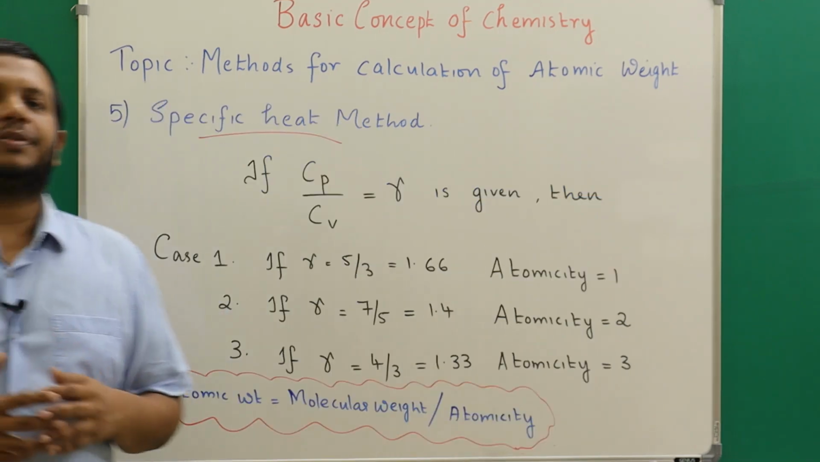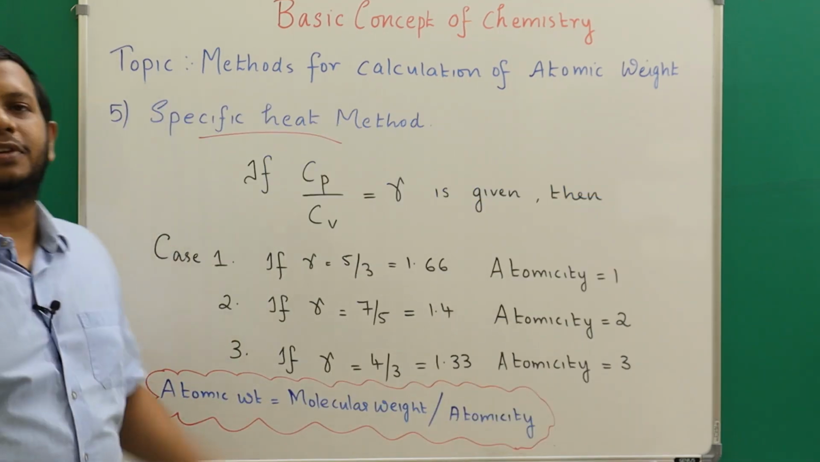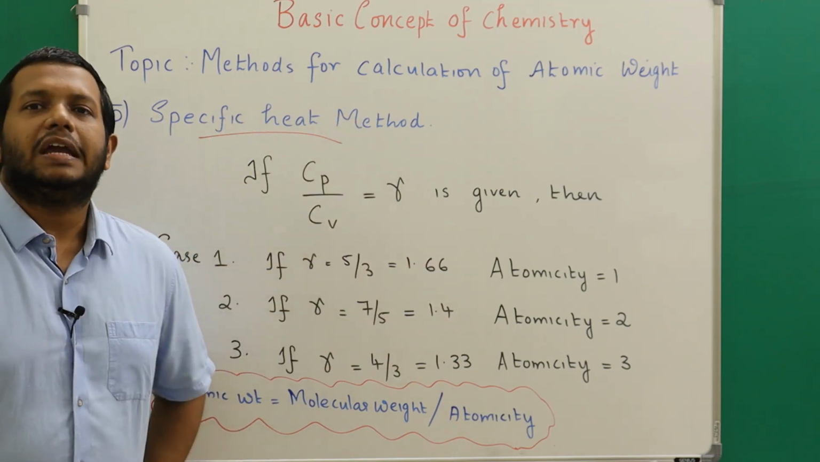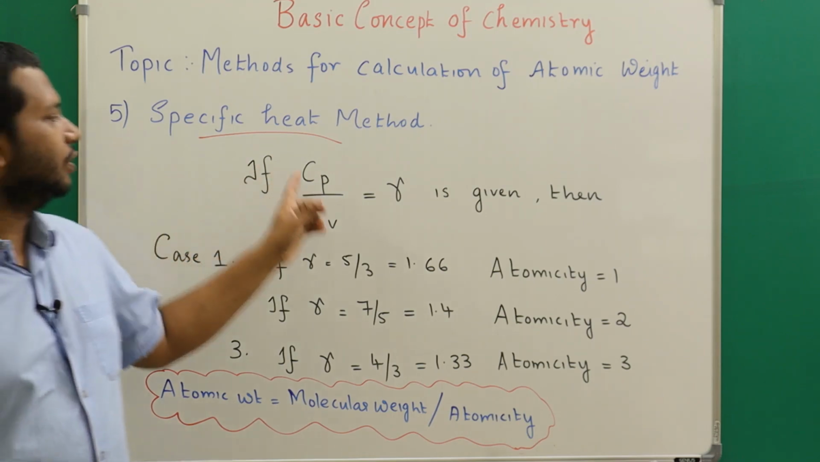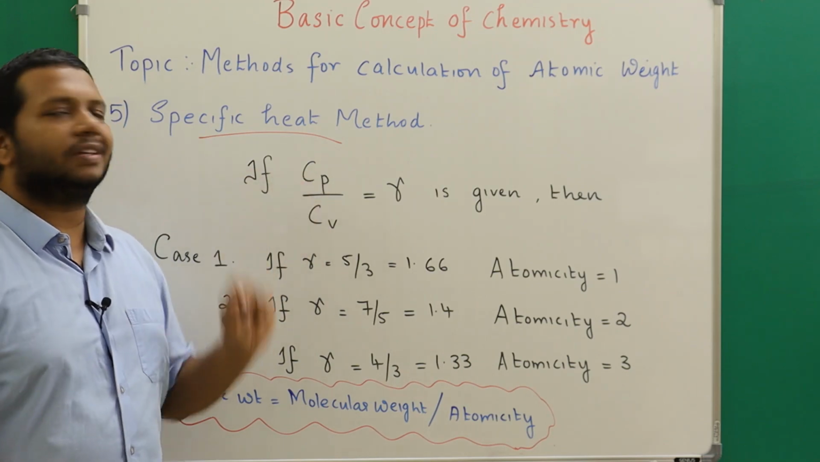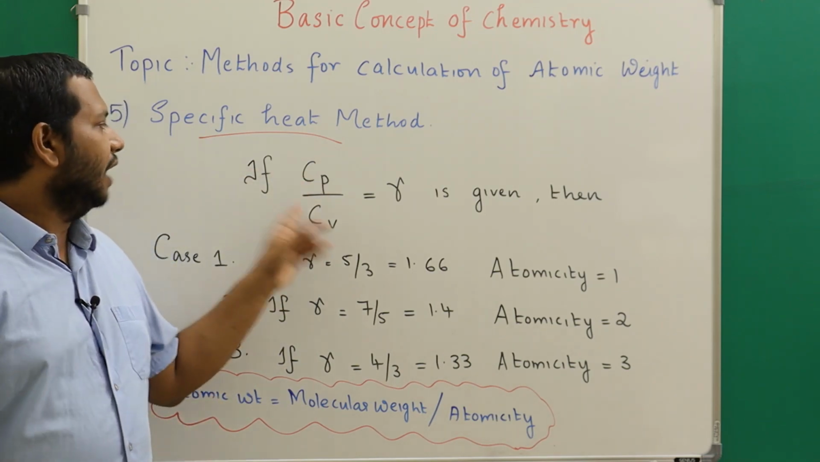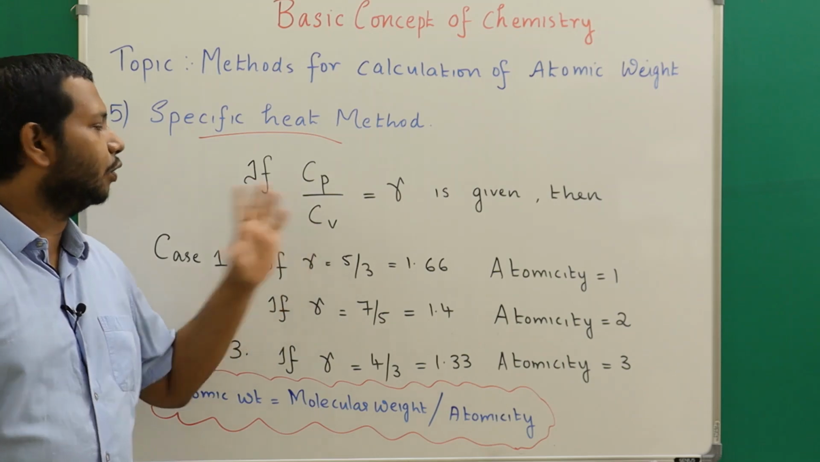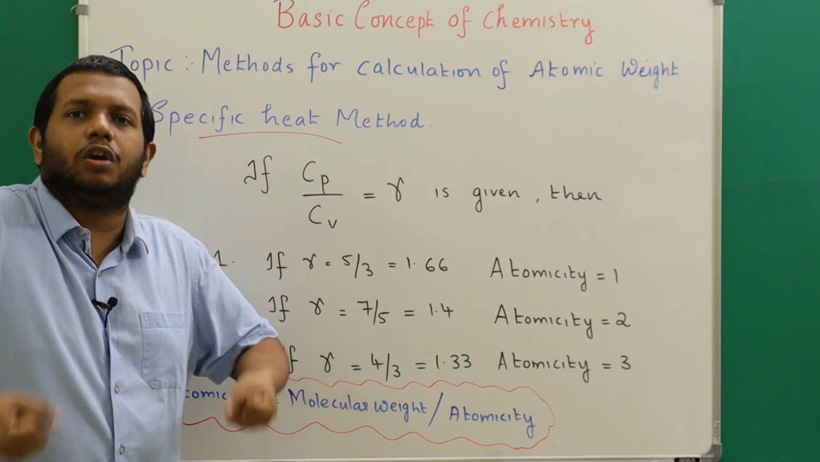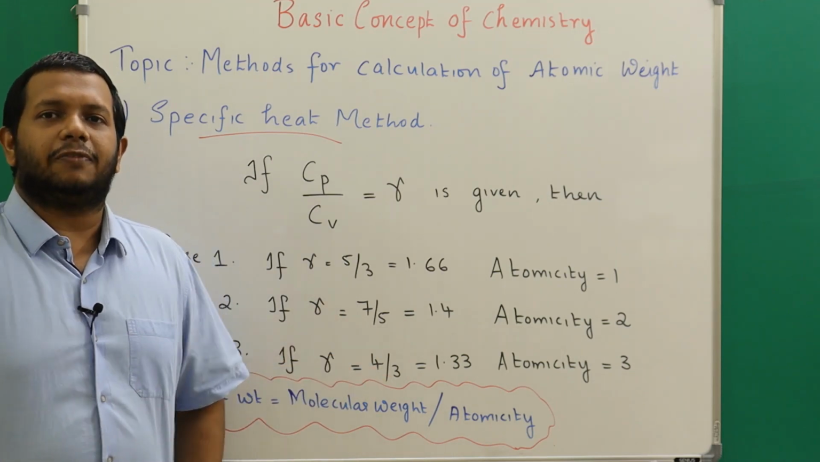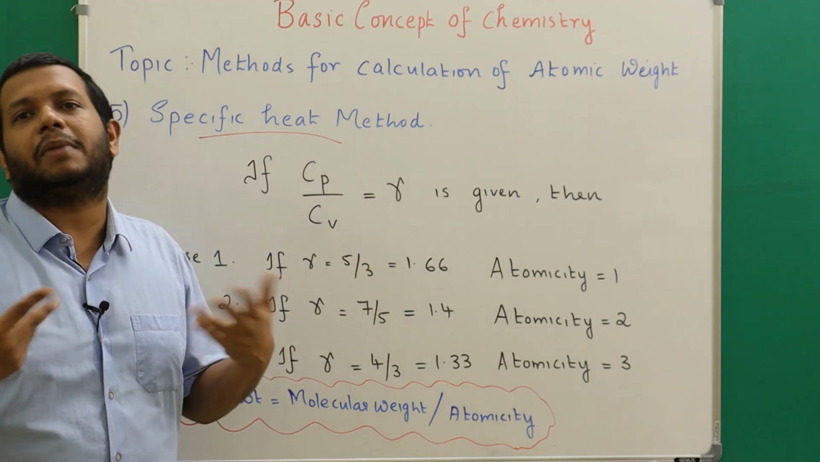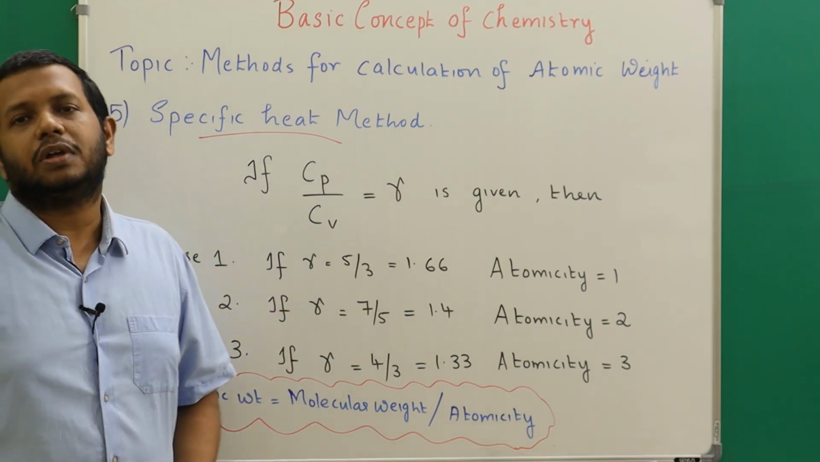Okay. Hi students. So the last method for determination of atomic weight is called the specific heat method. Here 2 things are to be taken care of. You should know Cp and Cv. What is Cp and Cv? This you are going to learn in physics. Cp means heat capacity at constant pressure and Cv means heat capacity at constant volume. What is heat capacity? The capacity of a substance to hold heat. That is called heat capacity. If I am able to hold 500 joules of heat myself, then I may say my heat capacity is so and so, 100 joules, like that.